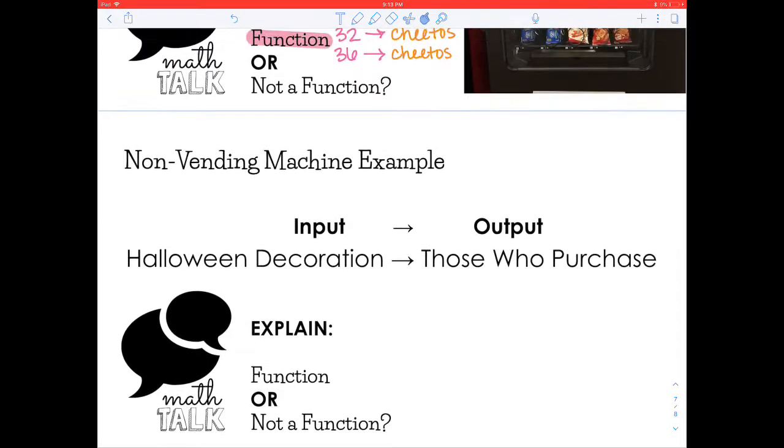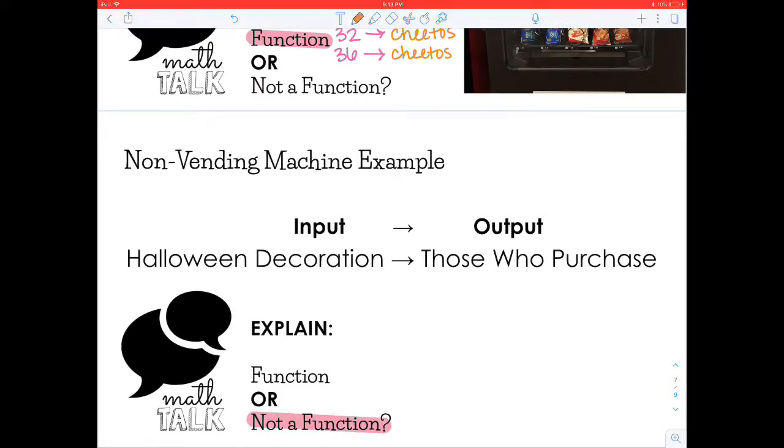Okay, let's look at an example not related to a vending machine, similar to what you will be doing today. So, what if my input was a Halloween decoration, and then my output are the people who purchase that decoration? Is this a function or not a function? Okay, this one is also not a function. Let's talk about why.